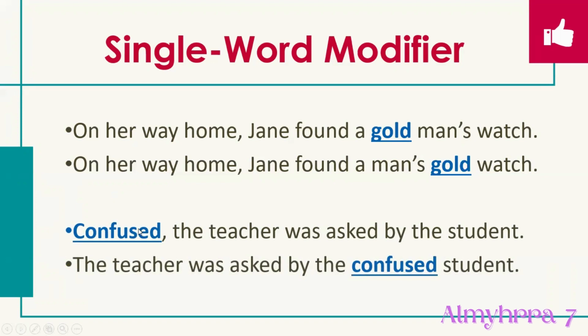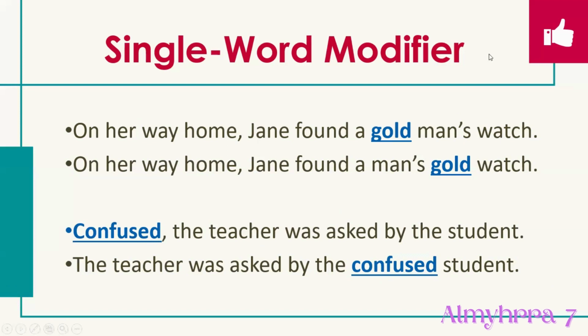Now, sentence number 1, confused, it was the teacher. Since it is placed before the subject teacher, this would mean that the teacher was the one who was confused. And then second sentence, number 2, we have here confused is placed before the noun student, which would mean that the one confused was actually the student. So here, if you have placed the word modifier beside the wrong noun, it would surely mean another meaning.